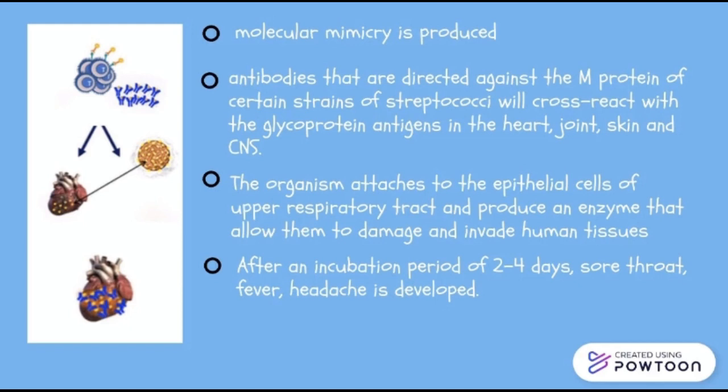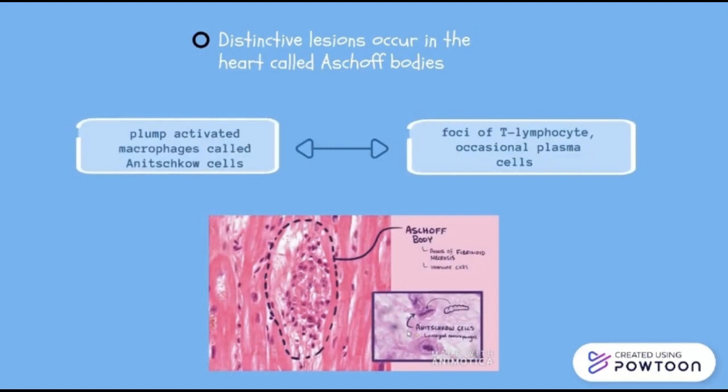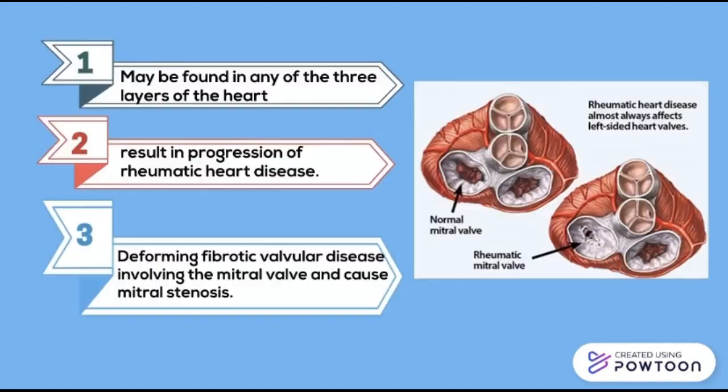After an incubation period of 2 to 4 days, sore throat, fever, and headache develop. Distinctive lesions occur in the heart, called Aschoff bodies, which consist of foci of T lymphocytes, occasional plasma cells, and activated macrophages called Anitschkow cells. In acute rheumatic fever, diffuse inflammation and Aschoff bodies may be found in any of the three layers of the heart, and heart involvement will then result in progression to rheumatic heart disease, which is characterized by deforming fibrotic valvular disease that will be further explained by Amira.